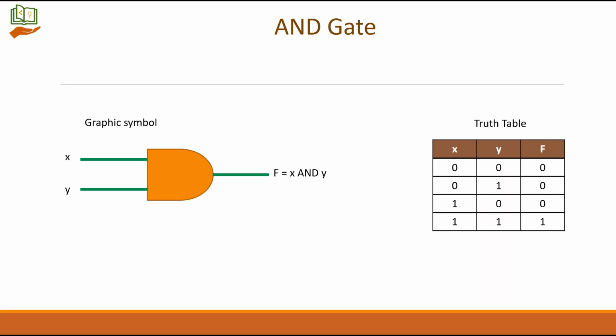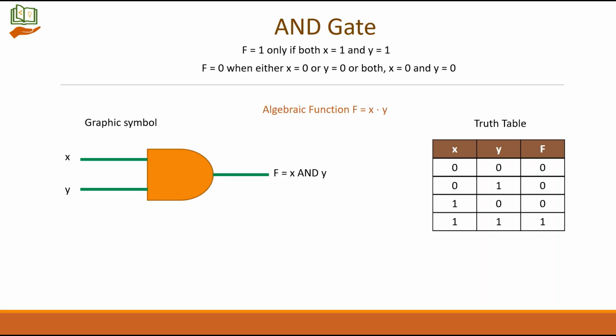So what is the AND operation doing? F is equal to 1 only if both x is equal to 1 and y is equal to 1. F is equal to 0 when both x and y are 0. Otherwise, either x is 0 or y is 0. The algebraic function is represented by x into y. So usually we represent multiplication by star in arithmetic, but here they use dot operation. You can represent it as x into y or just xy, both are same.